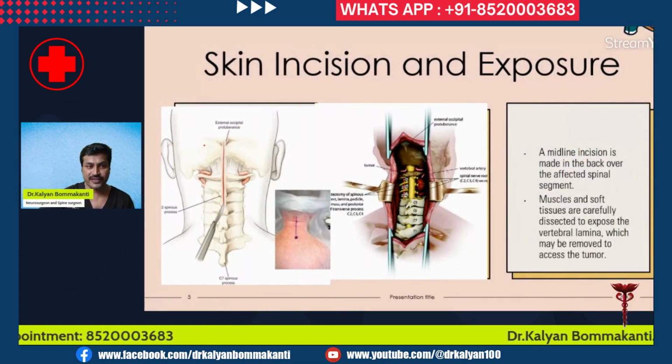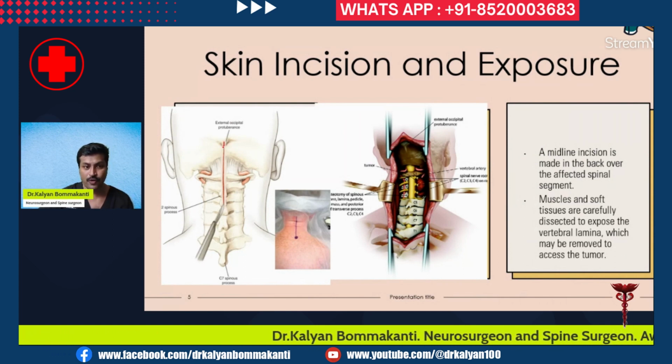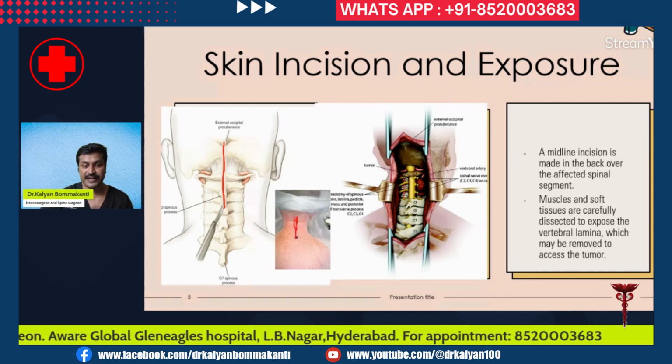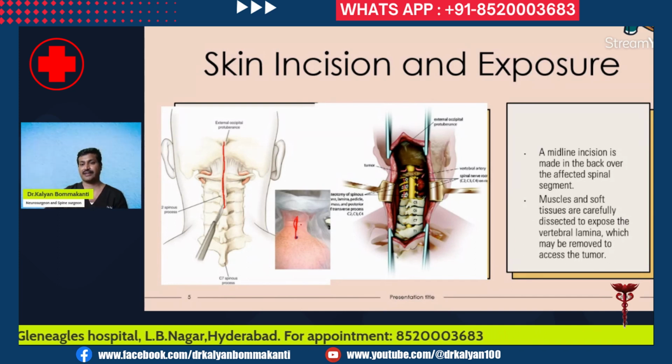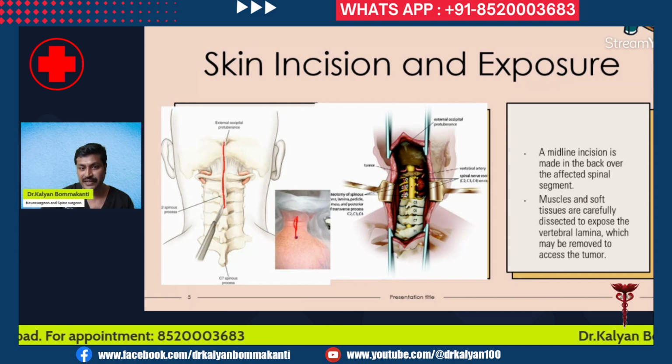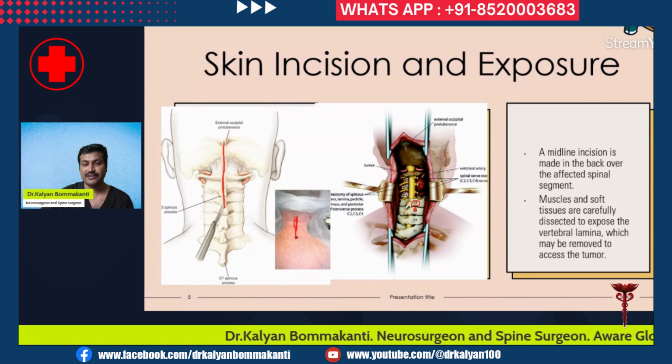The skin incision which you typically use is a midline incision made in the back over the affected spinal segment. This patient has a cervical tumor in the spinal cord, so it is in the midline over the back of the neck. Then the muscles are dissected. The vertebral lamina, you can see these are the intact lamina. In this segment, we have removed the bone and the lamina. So the spinal cord with the tumor comes into picture.